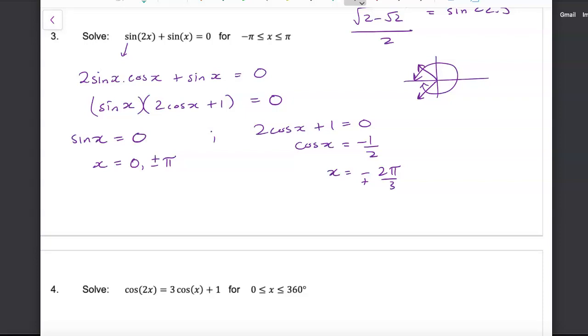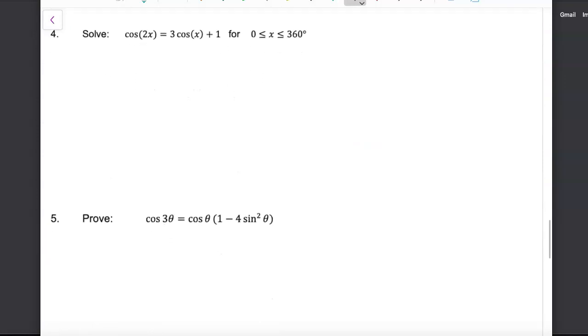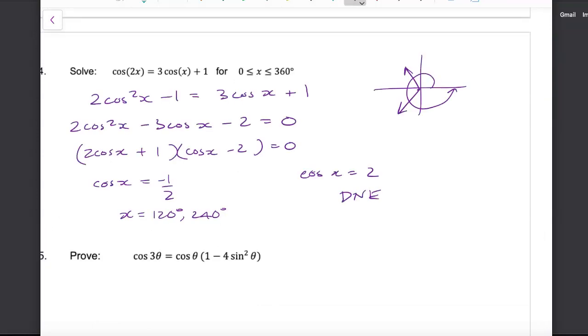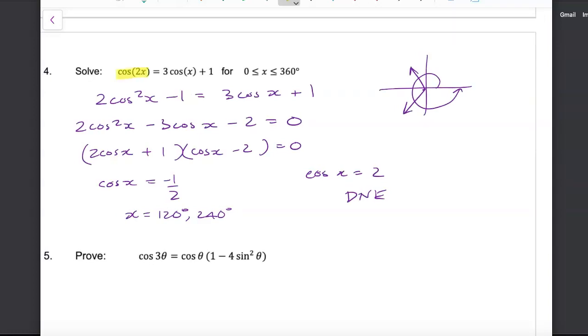So now I'd like you to pause the video and have a go at question 4 and see if you can solve between 0 and 360 degrees. So in question 4 we can see that we can change that left side. I've chosen to change it to 2 cos squared x subtract 1. And I can see that I've got a quadratic set up with cosine here. And when I factorise that into the double brackets, I can get solutions of 120 and 240 degrees.